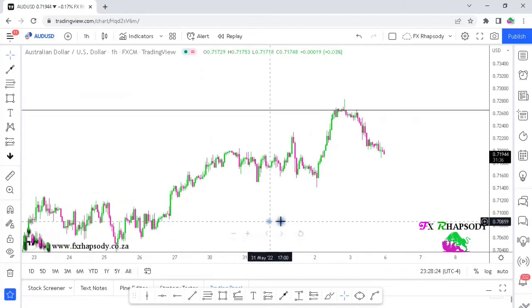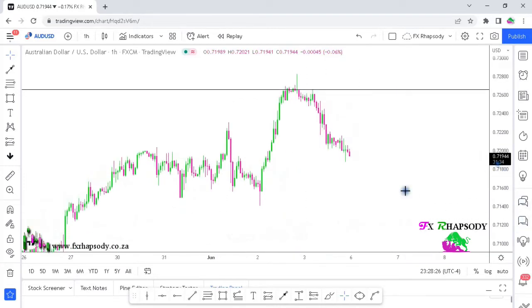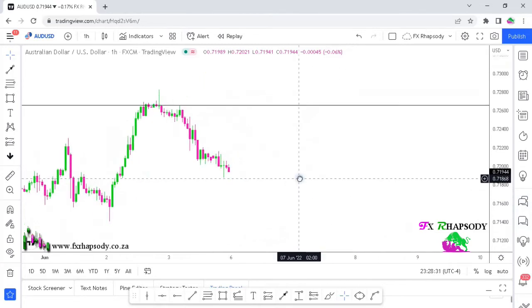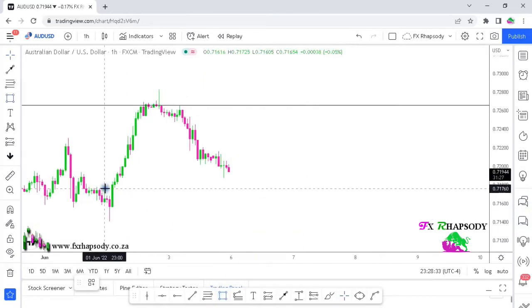Now coming back to today, what are we looking at? Basically what we're looking at is that fair value gap, that displacement in the market. Here we go.